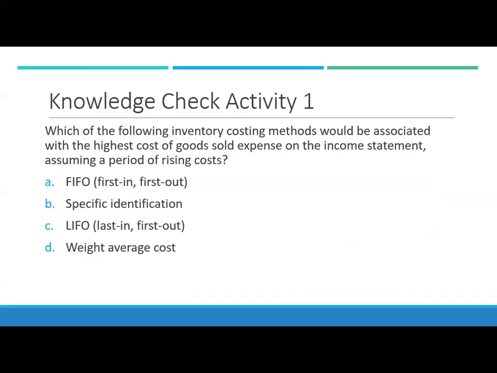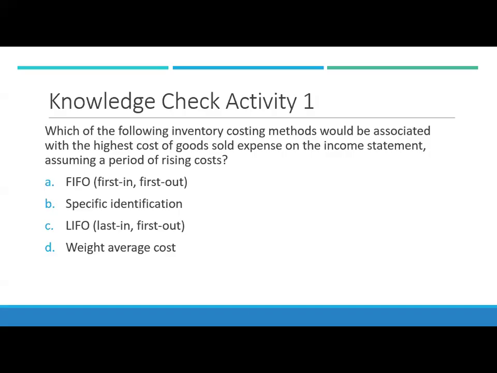Okay. So which of the following inventory costing methods would be associated with the highest cost of goods sold, assuming a period of inflation or rising cost? Come on, I know you guys know it.